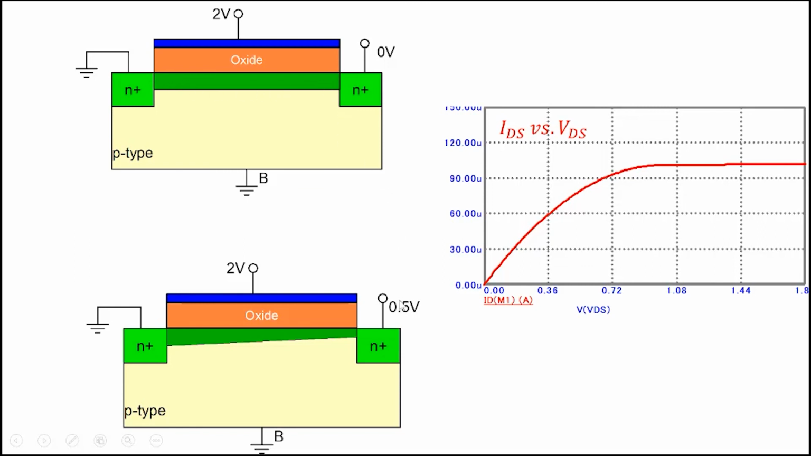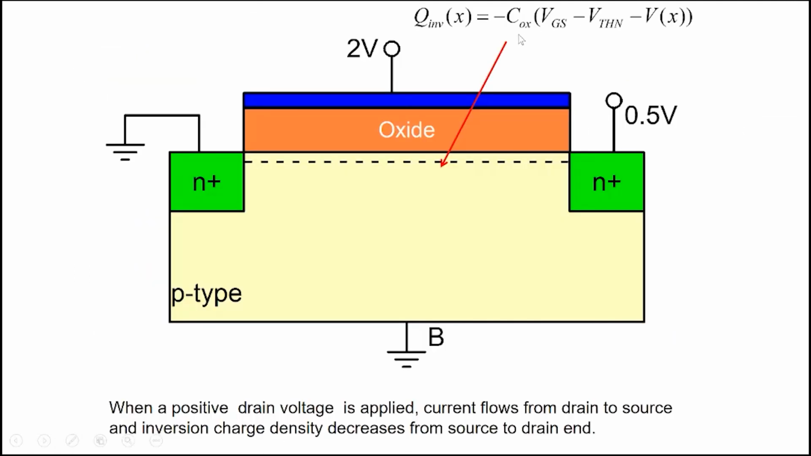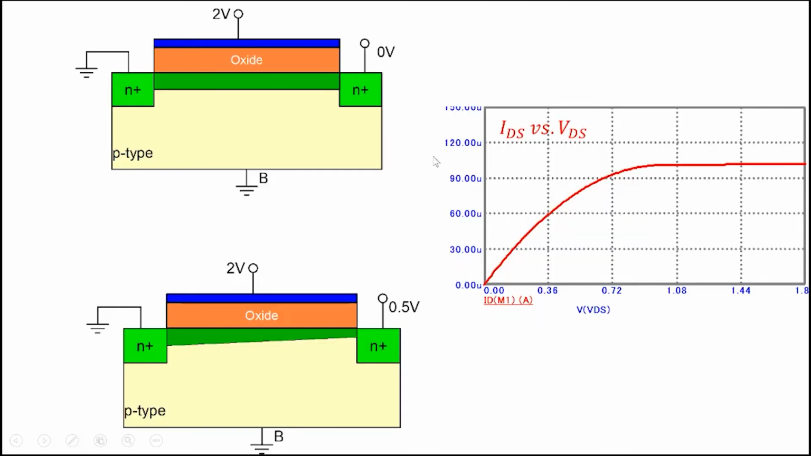But when you apply 0.5 volt here, the channel narrows here. Why? Because it narrows here to show that there's less amount of inversion charge. Because inversion charge, remember, was given by Cox, VGS minus VTHN minus Vx. So higher potential is here, positive potential, and therefore the charge is smaller here. At this point, the potential is lower, so the charge is higher. At this point, the potential always remains 0, so the charge stays as Cox, VGS minus VTHN.